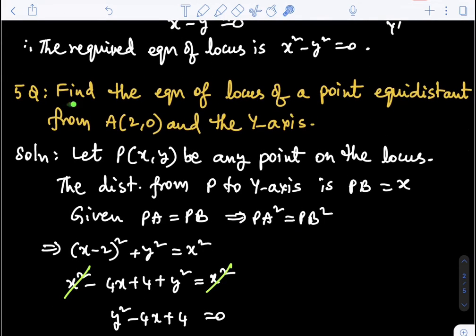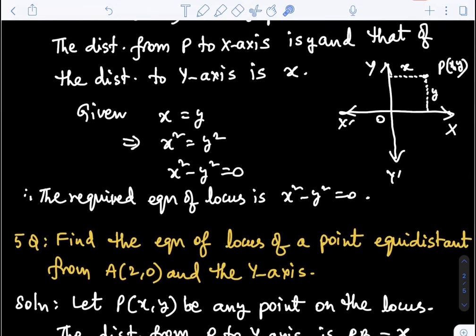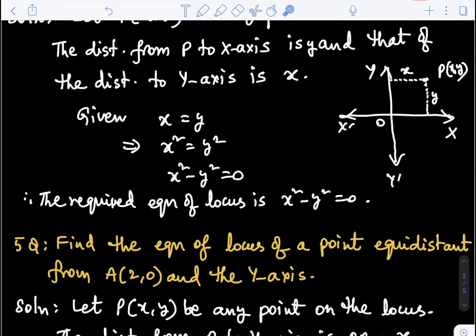Coming to the fifth problem. Find the equation of locus of a point equidistant from A(2, 0) and the y-axis. Here also the equation of locus is required. So the first step is: let P(x, y) be any point on the locus. The geometric condition is that the point is equidistant from A and the y-axis. So the distance from P to the y-axis is PB, which is equal to x.